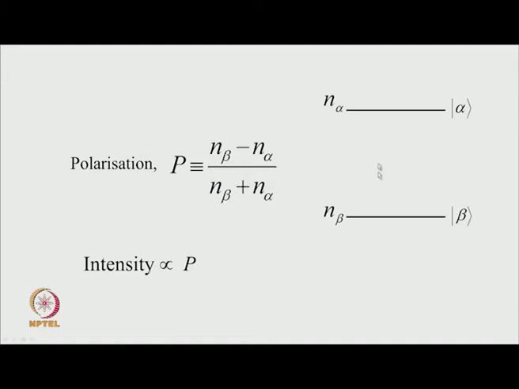If these two are equal, we will not get any signal. So, intensity is proportional to the polarization. So, when polarization is positive, I get a net absorptive signal, and when polarization is negative, I get an emissive signal.